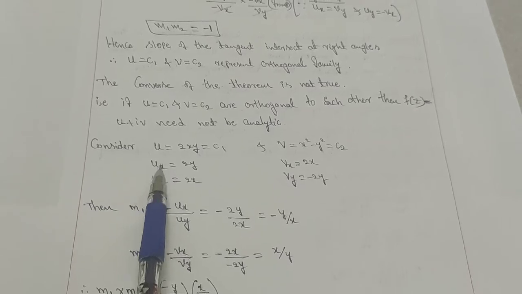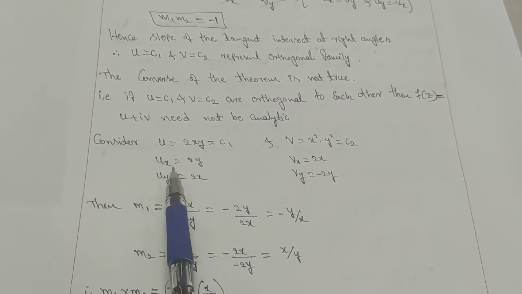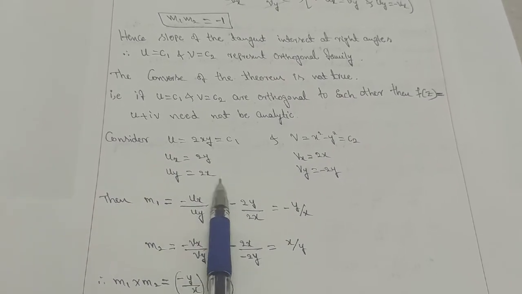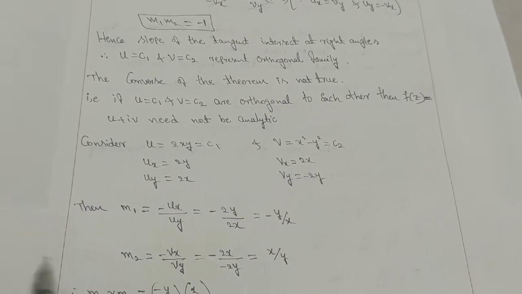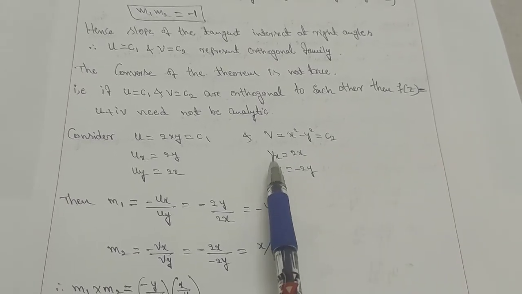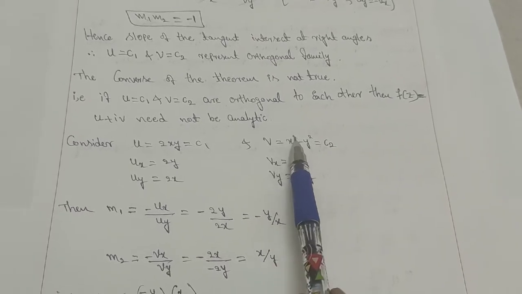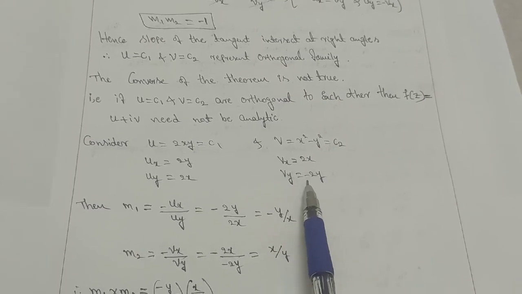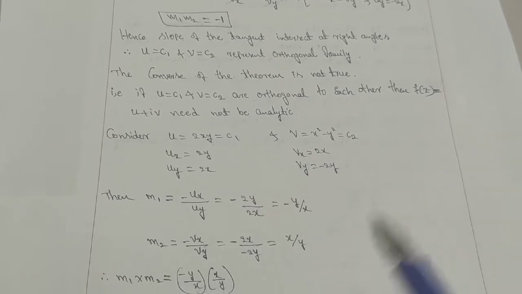To prove that one, we have to differentiate u with respect to x. Differentiation of u with respect to x means ux, we will get 2y, and uy, differentiation of u with respect to y, we will get 2x. Similarly, do the differentiation of v with respect to x and with respect to y. Differentiation of v with respect to x, we will get 2x, and differentiation of v with respect to y, minus y squared differentiation gives minus 2y.